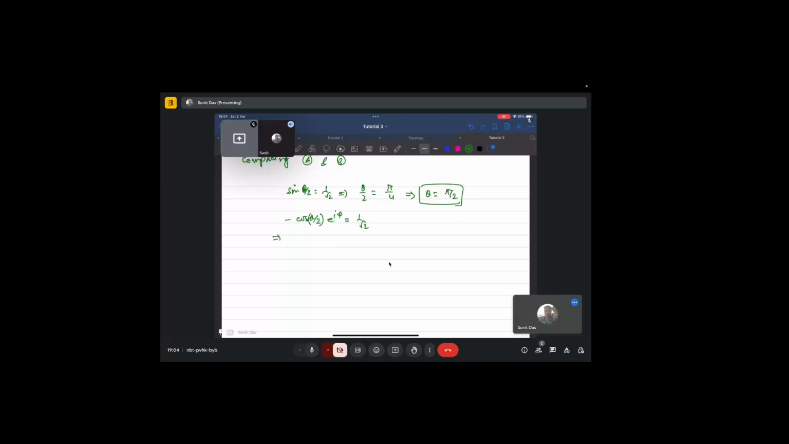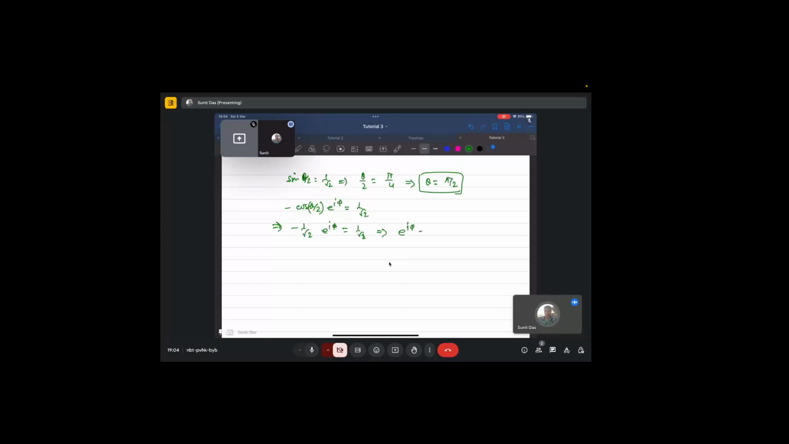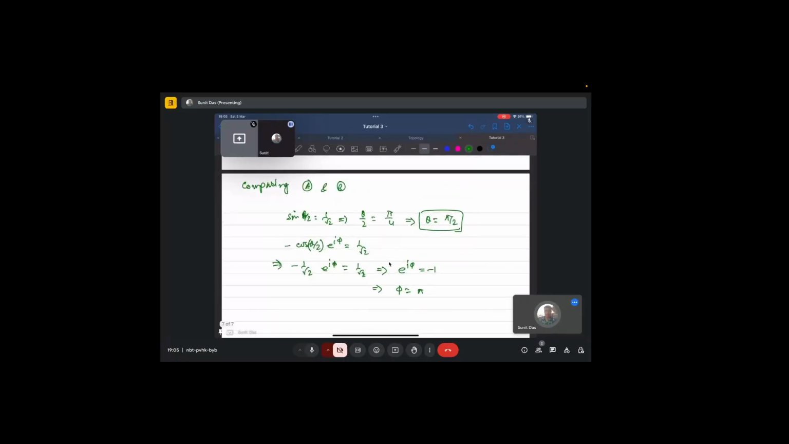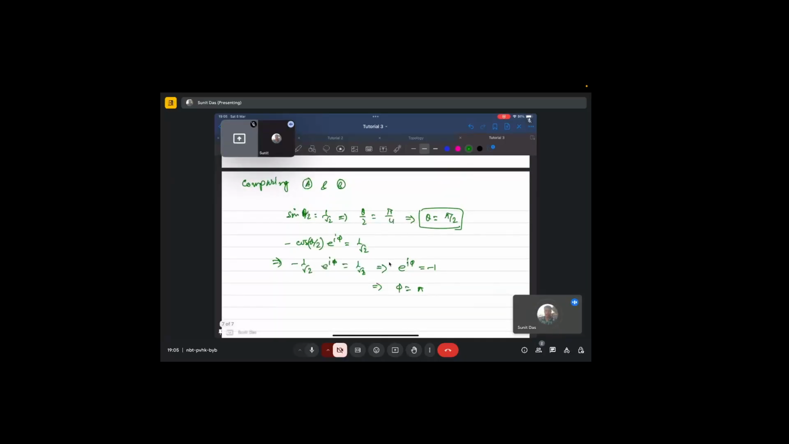So we already know theta equal to pi by 2. So cos theta by 2 means cos pi by 4, again 1 by √2. So minus 1 by √2 e to the power i phi equals 1 by √2. So this will give me e to the power i phi equal to -1. That means phi equal to pi, or a multiple of odd pi, 2n plus 1 pi. But in our convention, phi can take 0 to 2 pi, so phi is pi.